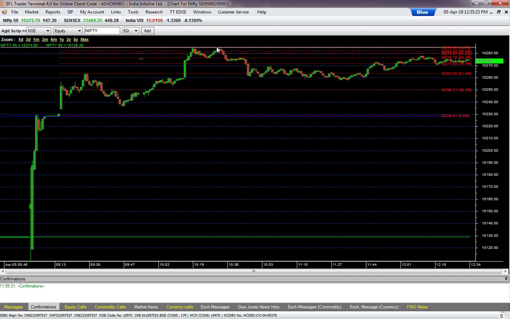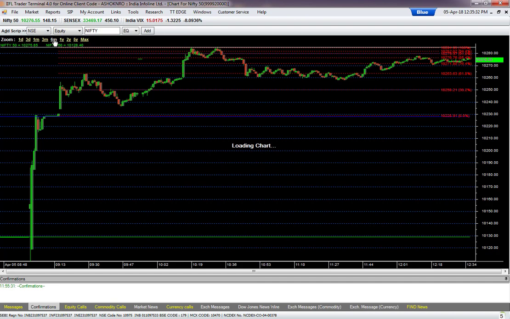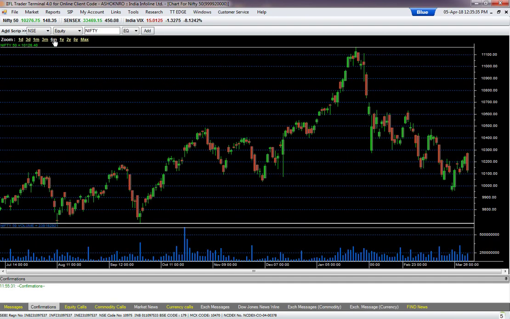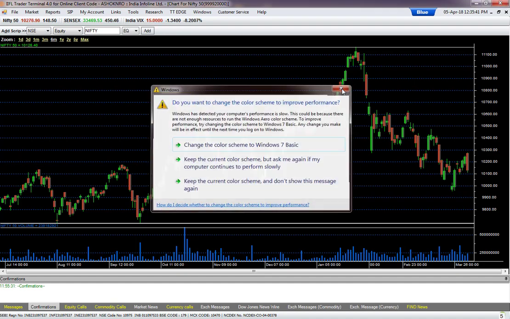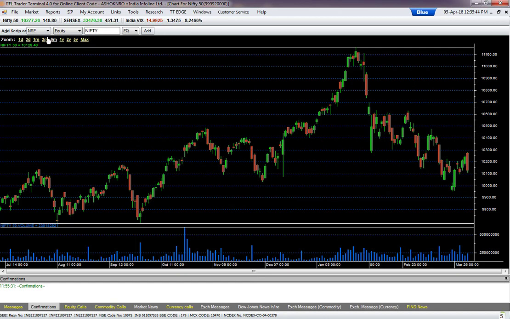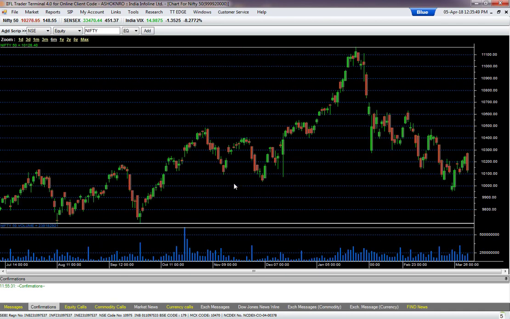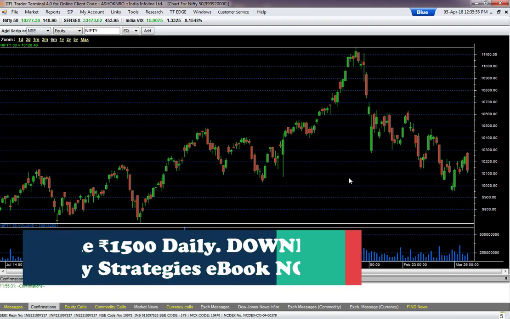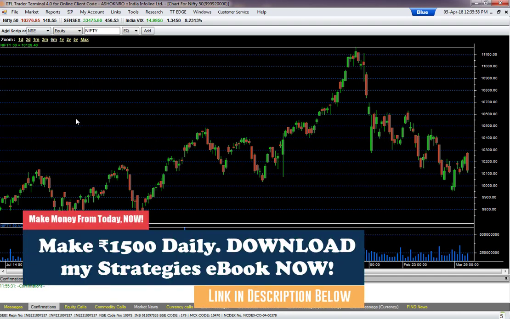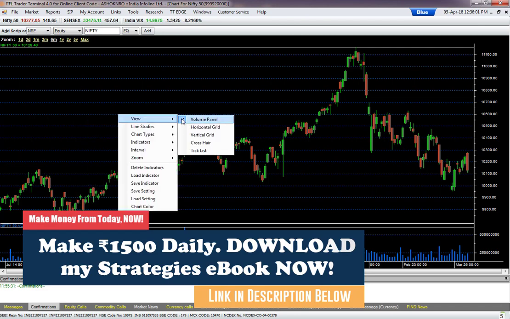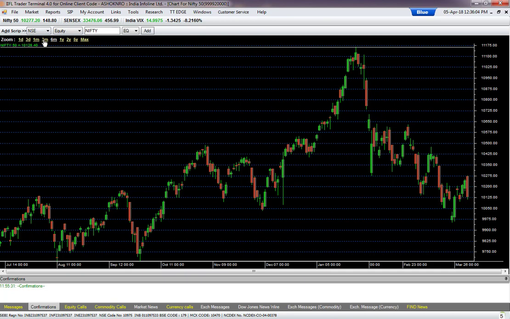So this is how you will draw Fibonacci retracements on an intraday basis. If you want to draw the Fibonacci retracements on the daily charts for about 3 months or 6 months, what you can do is take the 6-month chart and we will draw the Fibonacci retracements. I don't want the volume, so let me eliminate the volume.